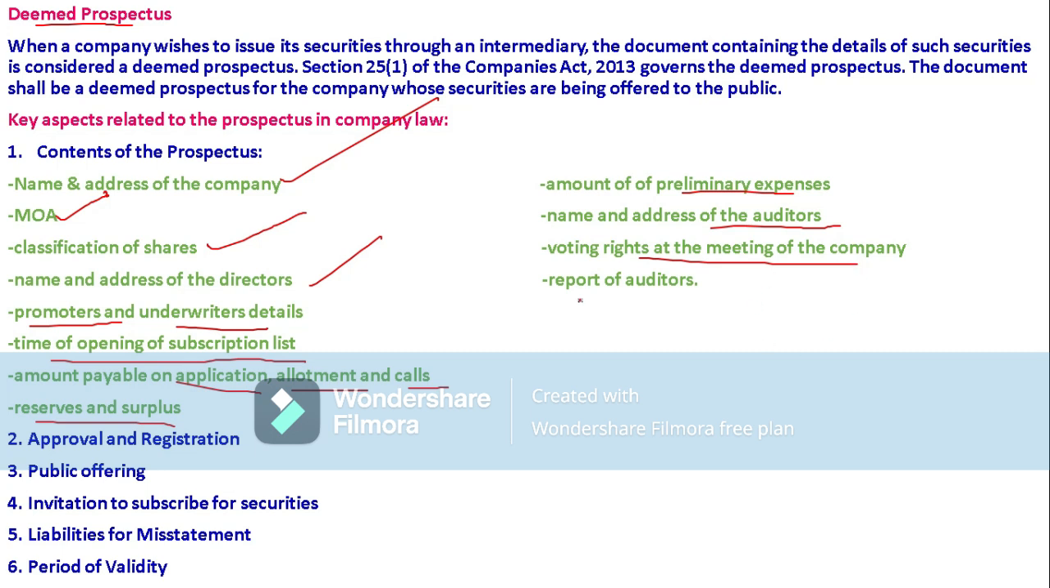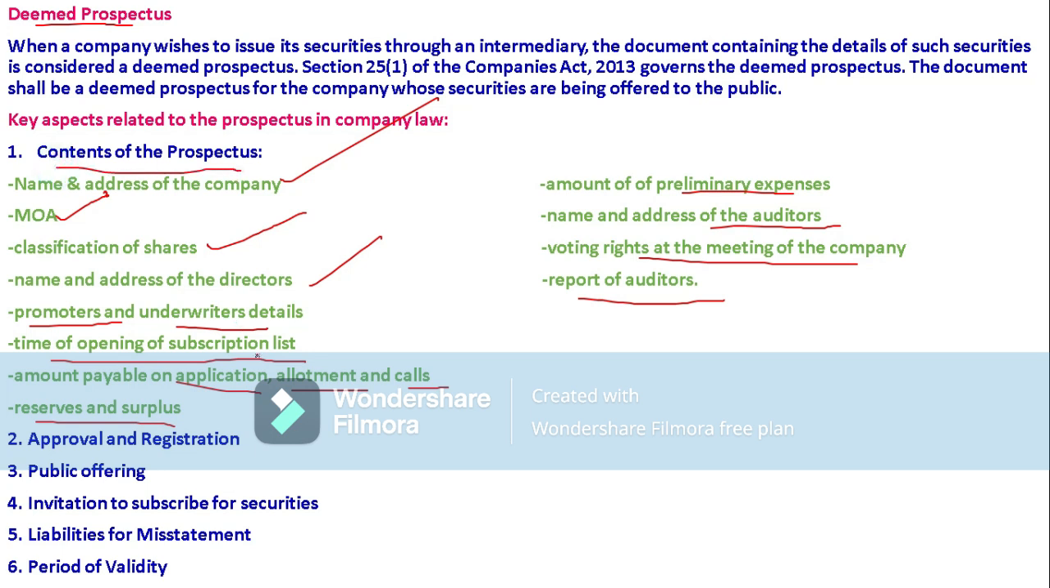Okay, so the report of auditors also has to be seen. The report of auditors is given by the auditors; it may be a very positive report. It shows the financial performance of the company. So depending upon this report of auditors, or by seeing all the contents, an investor will decide whether to invest in the company or not. So these are the major aspects in the content of the prospectus.